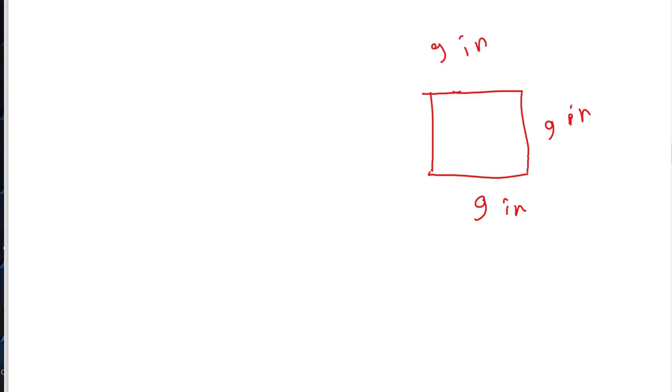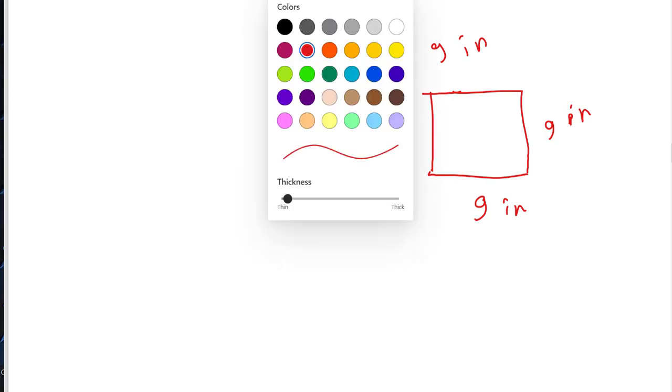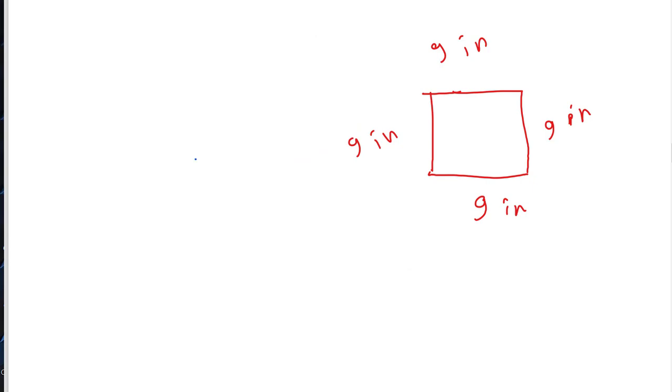Let's see another example here. Let's make the square better. This is a square and its side length is 9 inches. So they are all 9 inches, the same number. In this case, how can we find the perimeter? 36. Wow, excellent. 36. Why 36? 9 times 9? No, no, not 9 times 9. This is perimeter, not area. So 36 inches.